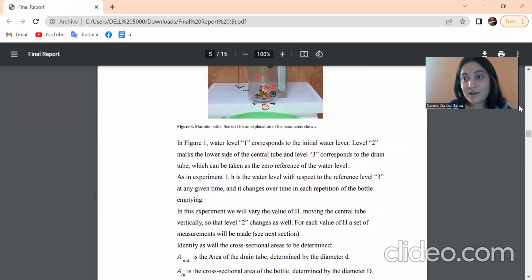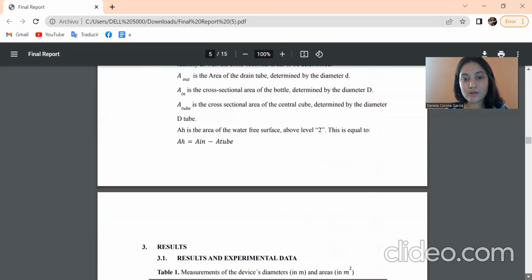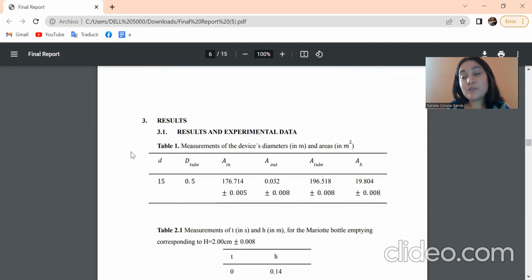What we did with the bottle was change its height by moving the straw up and down. At first it was 2 centimeters, then 3 and 4, and we calculated, every 0.5 seconds, the amount of water that went down. And then we graphed it. As you can see here, we also took measurements of the device's diameters.